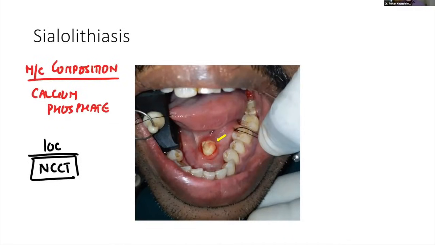Mind you, non-contrast CT scan is the investigation of choice at three places: salivary gland stones, head injury, and renal stones. So don't forget these three. All three have been asked: head injury, salivary gland stones, and renal stones.